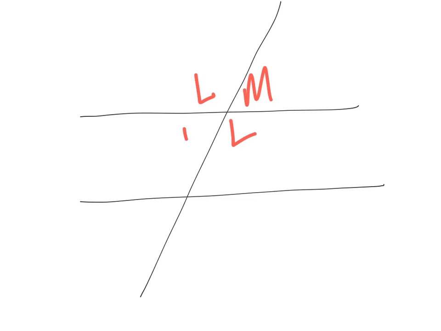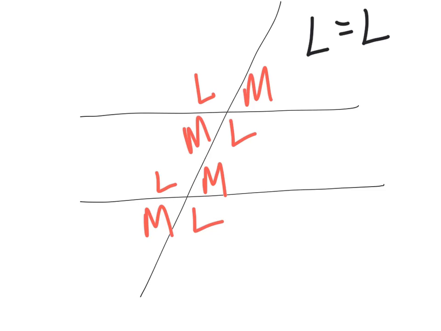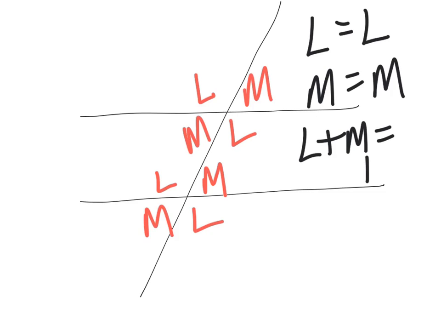If I had parallel lines cut by a transversal, and I filled in my initials, so for example, my initials are LM, I'm going to put an L here, an M here, and I'm going to follow around the 4 angles. And then I'm going to do it again here, LM, LM. What's interesting about this is the fact that all the L's are equal to all the L's. All the M's are equal to all the M's. And anytime I have an L plus M, it equals 180 degrees.